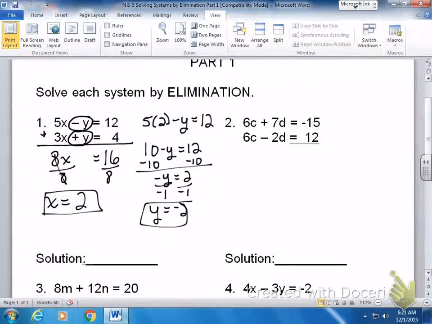So our solution is those two values, the point (2, negative 2). So add your equations together, that way something will cancel out. You get one variable, and you plug it in to get the other. Let's look at number 2 real quick.